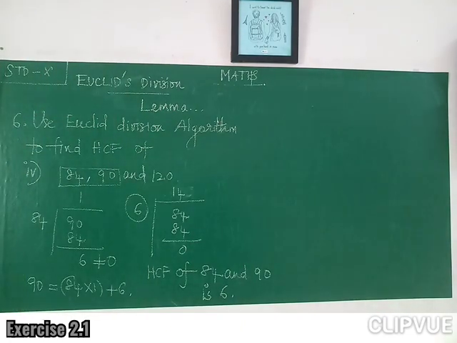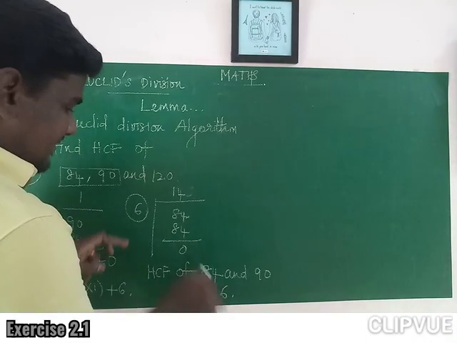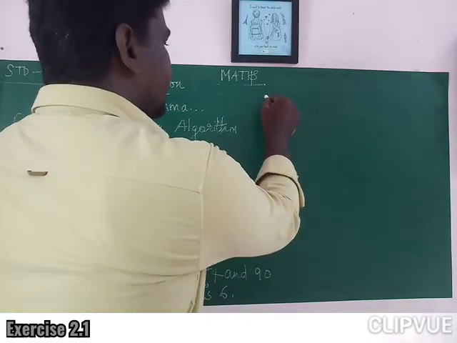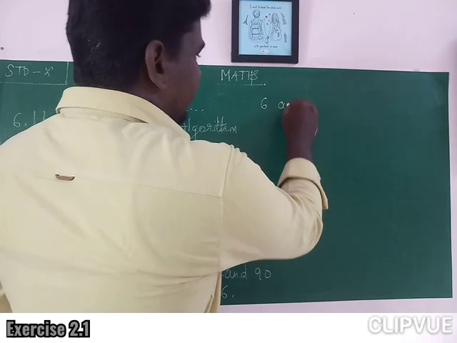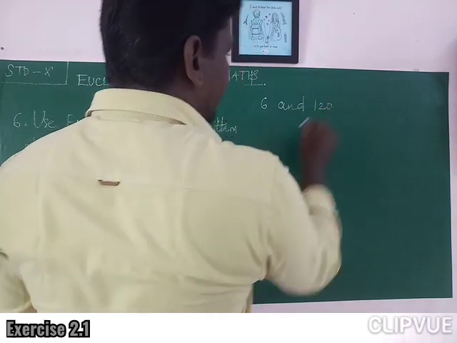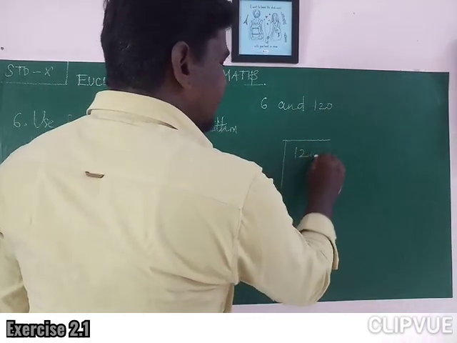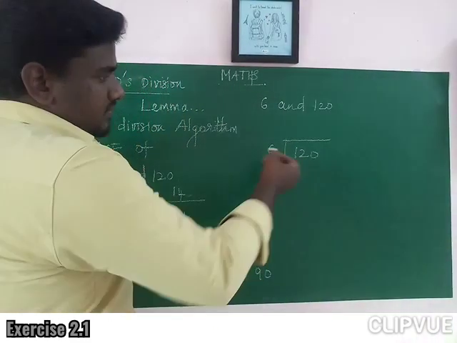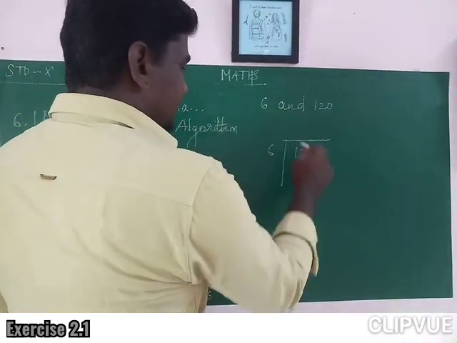So now we are going to find the HCF of this 6 and this 120. 120 is the dividend, 6 is the divisor. So it divides completely.